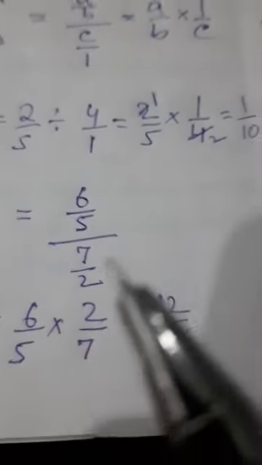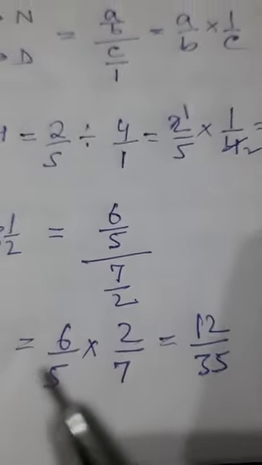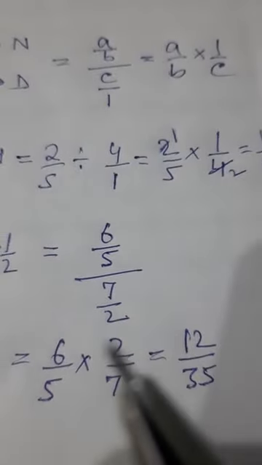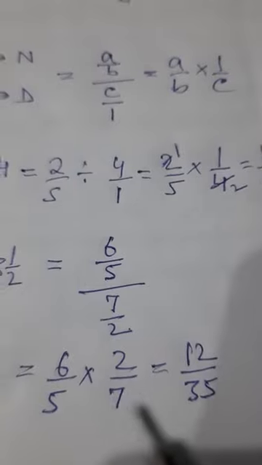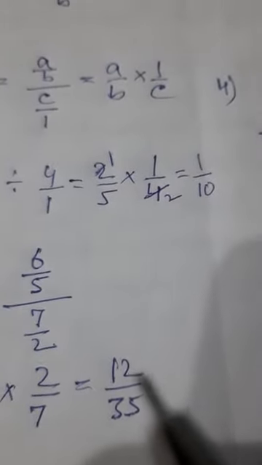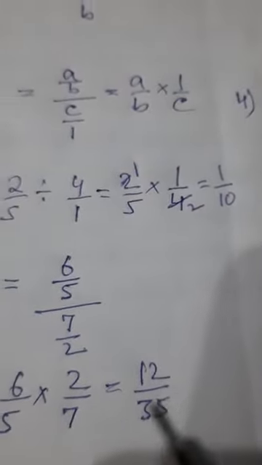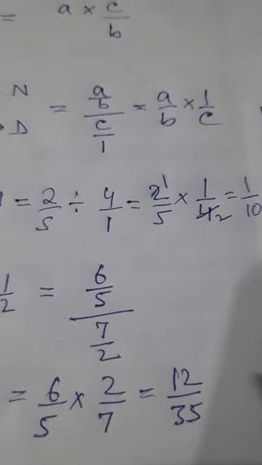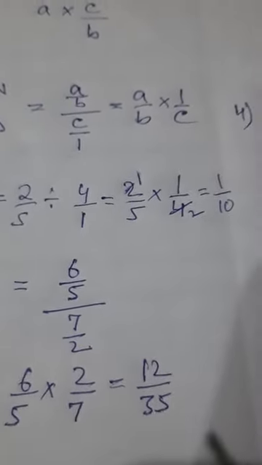So 6 upon 5 is in the numerator, will be written as it is, and 7 by 2 will be written as 2 upon 7, which comes, since nothing gets cancelled here, the 6 2s are 12 and 5 7s are 35.